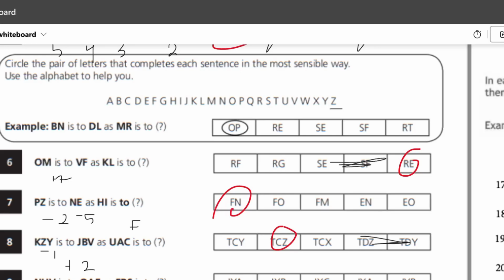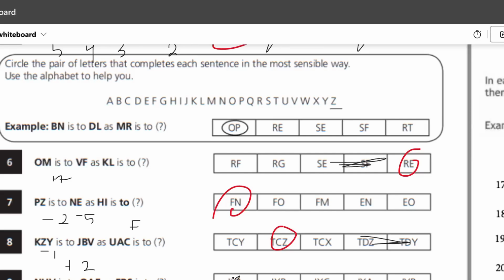And then question number 9, we have N to Q, which is 1, 2, 3. We add 3. F plus 3 is I, so it starts with I, all of them start with I. U to A is going to go 1, 2, 3, 4, 5, 6. So I can see a pattern between V to E is going to be 1, 2, 3, 4, 5, 6, 7, 8, 9. So they're going 3, 6, 9. So F plus 3, they all start with I.